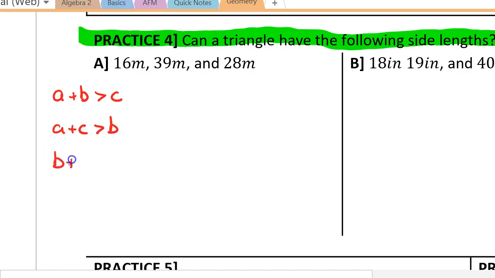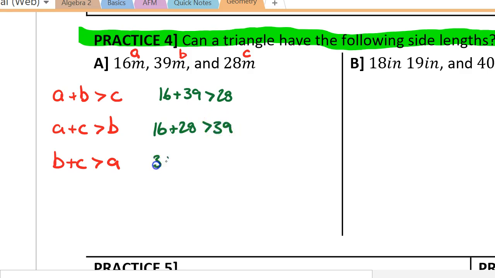B plus C greater than A. So I'm going to arbitrarily call this 16 side length A, 39 side length B, and 28 side length C, and then fill in my values. So 16 plus 39 must be greater than 28. 16 plus 28 must be greater than 39. And 39 plus 28 must be greater than 16.